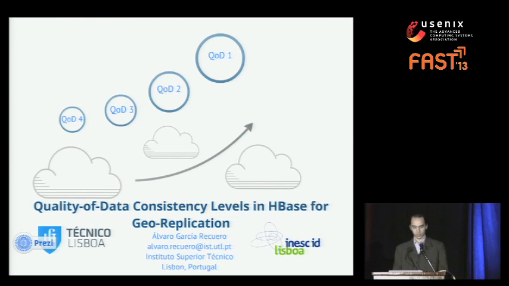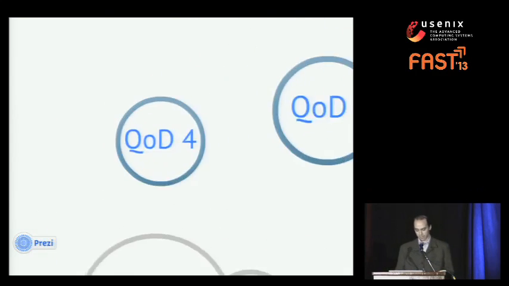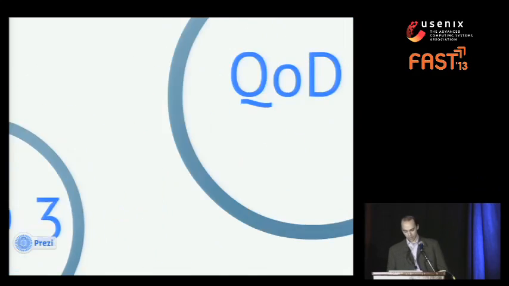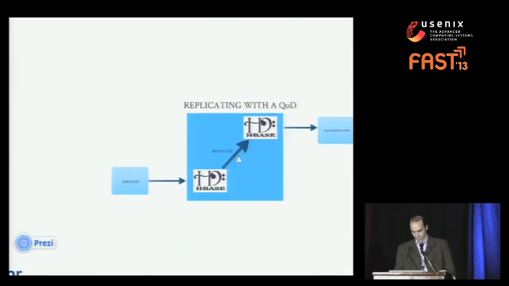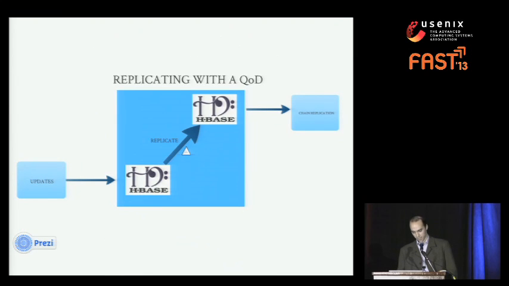So why would you want your users to have a QoD in a system such as HBase, for example? Let's say that Facebook wants to make a business case of their application. It would be helpful if we have different levels in our quality of data or quality of service, and we can actually replicate those based on our custom QoD to the end users.